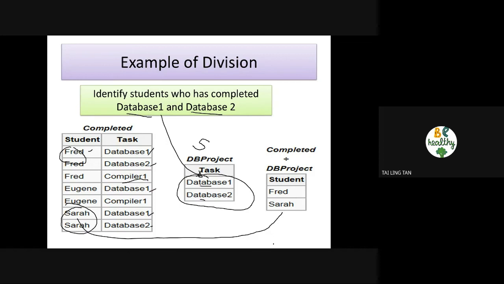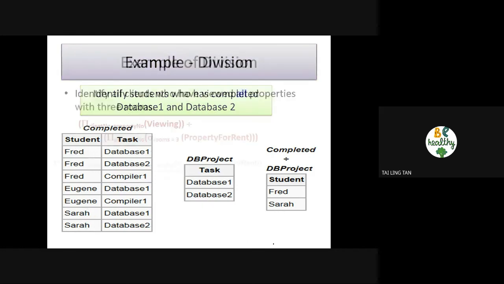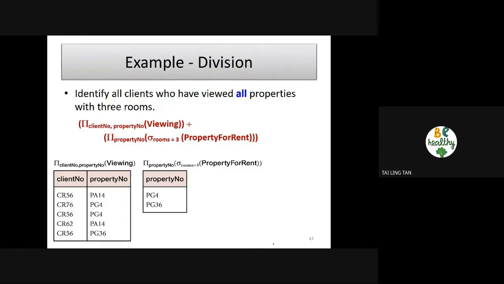This is the definition of division using a filter. So it is a filter, and the criteria is based on the relation X, which will be easy to understand. Now we have another example of this division, and the criteria here is PG4 and PG36. Based on these two, what is the result?